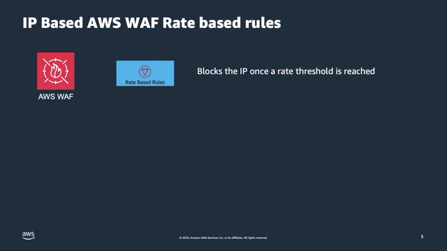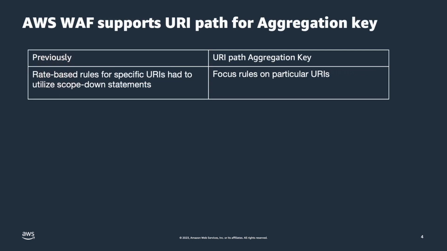You could already use rate-based rules to take actions such as block or CAPTCHA until the rate of requests falls below a certain defined threshold for IP addresses. And we could further use scope down statements to write rate-based rules for specific URIs. AWS WAF now supports URI path as an aggregation key for rate-based rules.